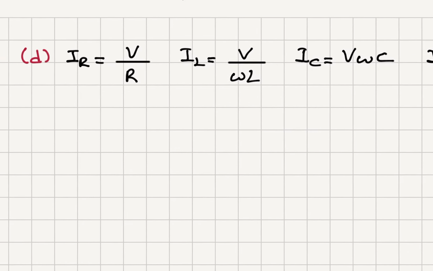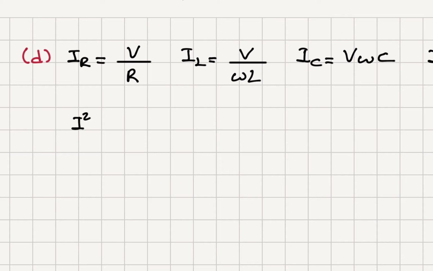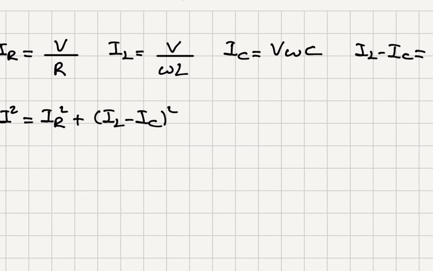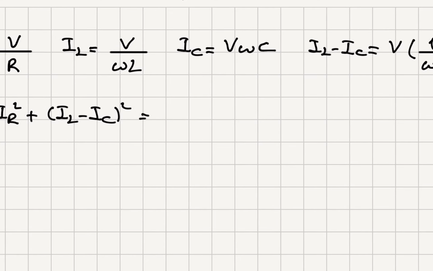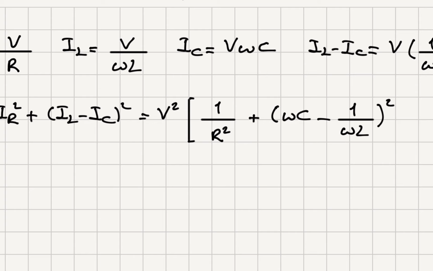And if I write the magnitude of the current amplitude squared to be I_R squared plus (I_L minus I_C) squared, as suggested by part C, this would imply this is V squared times (1 over R squared, that is I sub R squared, plus (omega C minus 1 over omega L) squared).